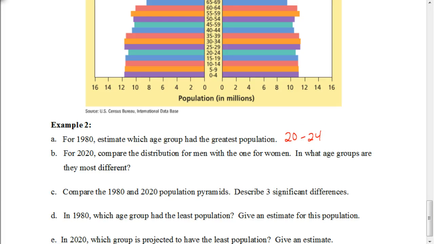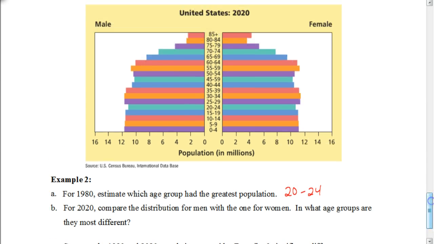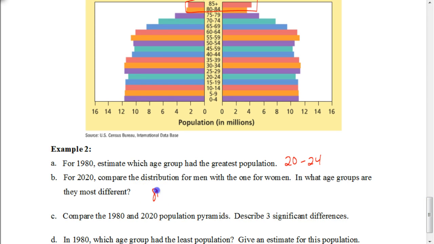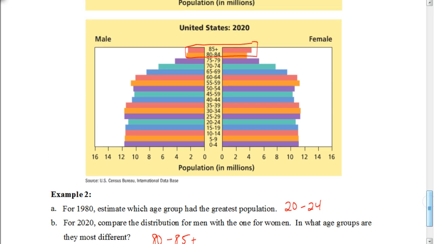For 2020, compare the distribution for men with the one for women. In what age groups are they most different? So you can see that they're mostly the same for a lot of the age groups, but it looks to me that the ones that they seem to be the most different is the 85 plus and 80 to 84. So we're going to say 80 to 85 plus is where they're the most different. Some other observations that we could make is that for the most part they're pretty equal from the ages of 0 to 75, or 79 I should say.